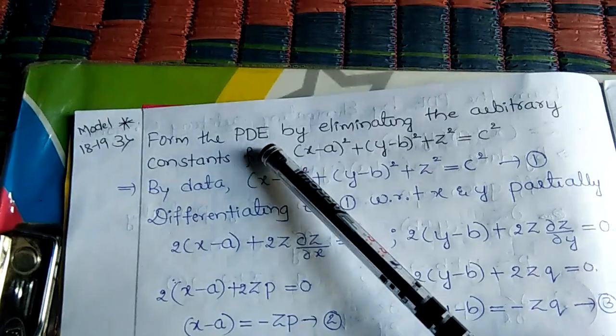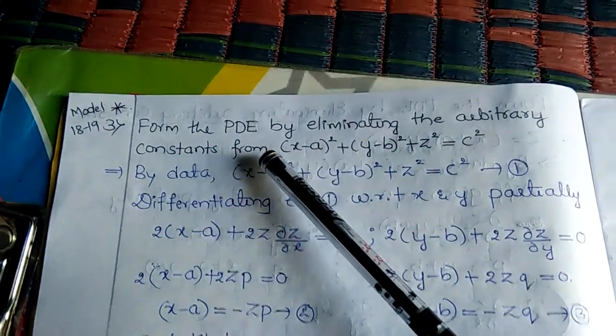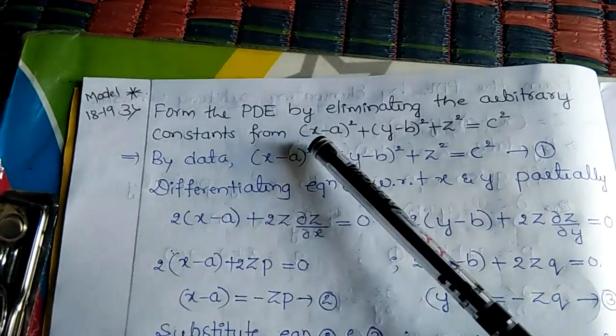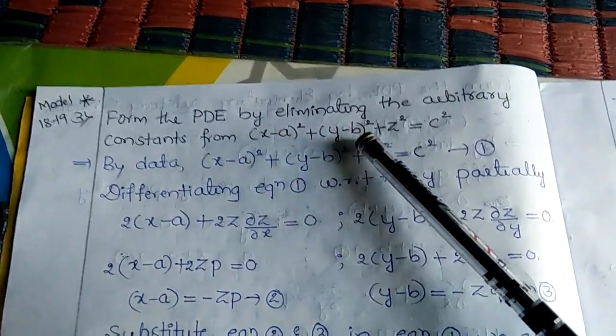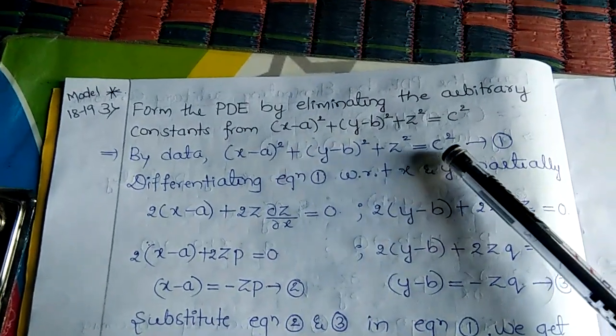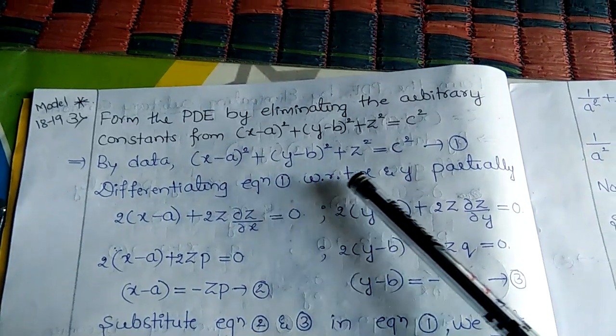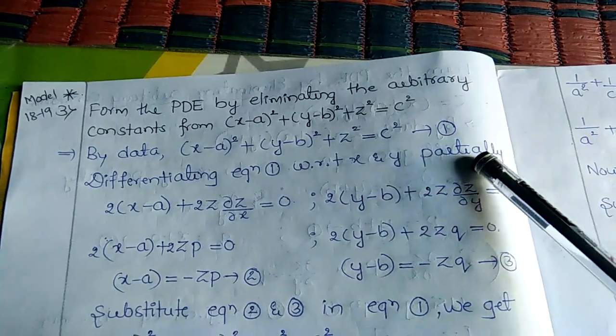Form the partial differential equation by eliminating the arbitrary constants from the given equation (x minus a) whole square plus (y minus b) whole square plus z square is equal to c square. Write the given equation, call this as equation 1. Differentiate equation 1 with respect to x and y partially.